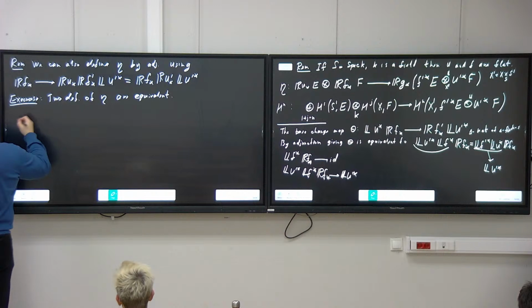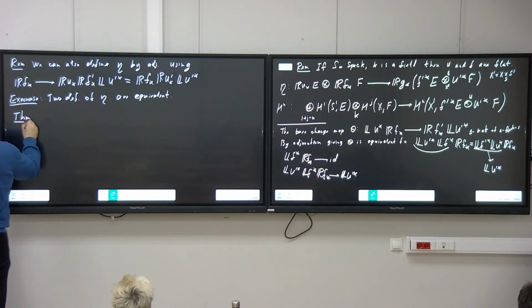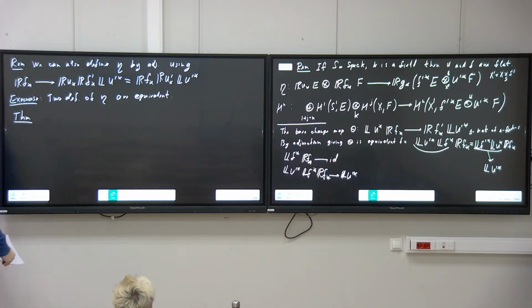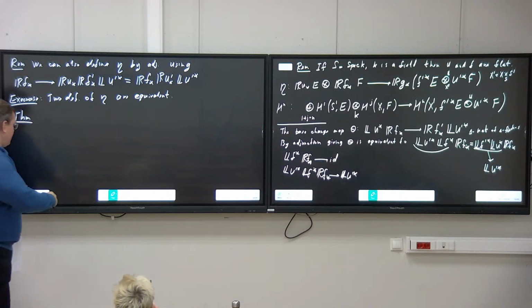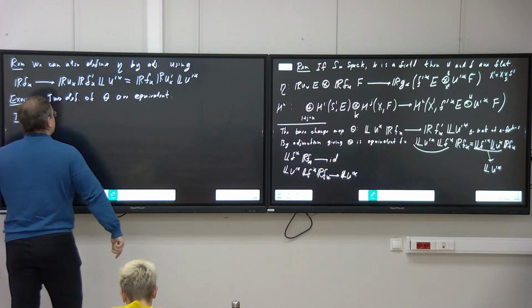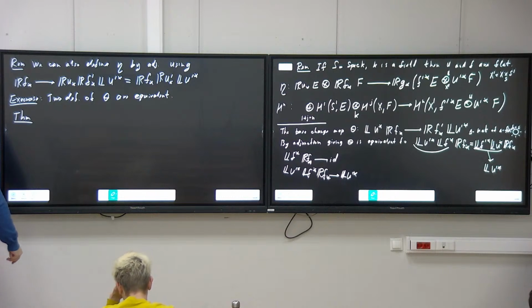Okay, so finally the main theorem about all this. Why do you say eta? Isn't it theta? Yeah, so there are two equivalent definitions of theta.